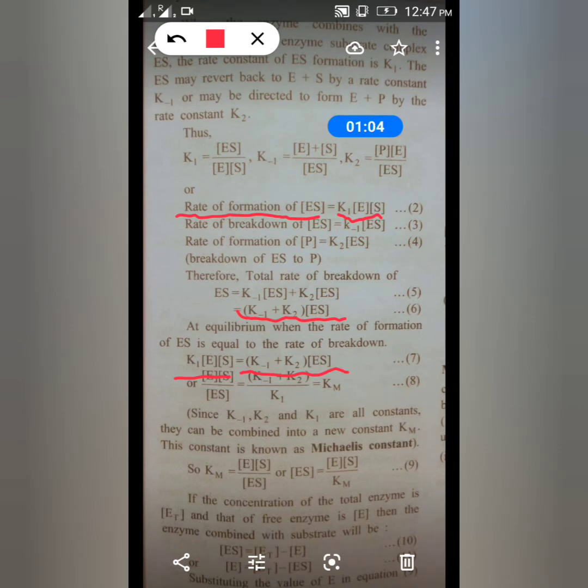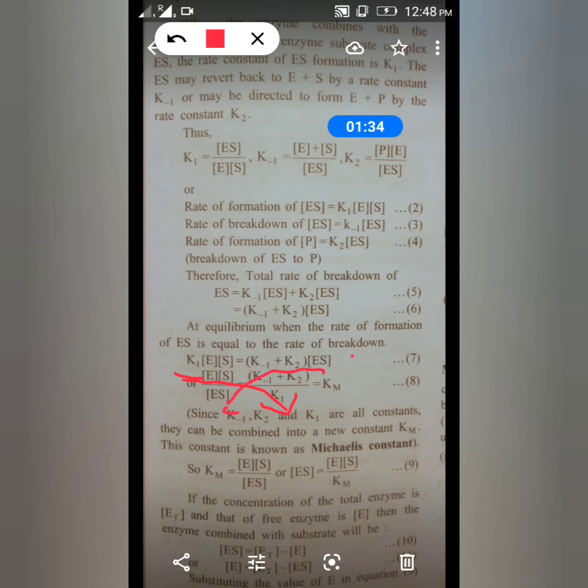Here we see this one. How do you get this equation 8? You see here from equation 7, just do some maths calculation. Take this K1 this side, so since it is a multiplication, it will come this side as a division. Okay, it will come down, and carry the ES this side.